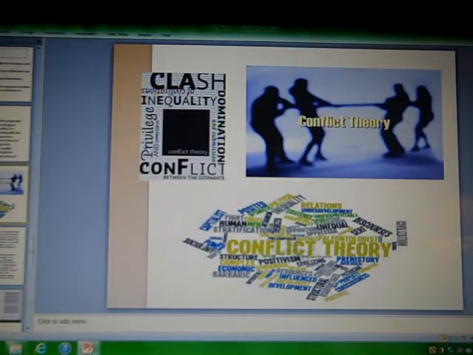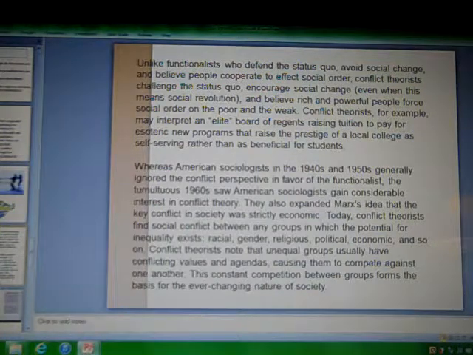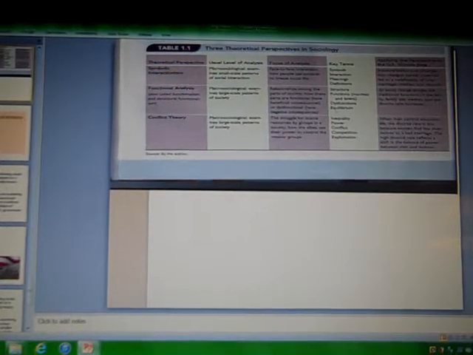So we're talking again about clashing. We're talking about a struggle. So a very different way, again invoking Marx's ideas with this theory. And you can stop these and read them. Your textbook gives you a nice table on the three theoretical perspectives in sociology: symbolic interactionism, functionalism, and conflict theory. I've just reproduced it here for you.